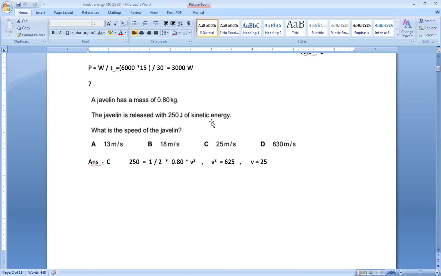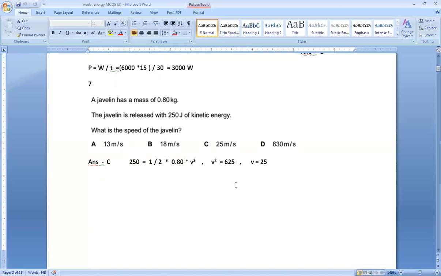Number 7, a javelin has a mass of 0.80 kgs. A javelin is released with 250 joules of kinetic energy. What is the speed? So I'm using KE is equal to half mv square. So kinetic energy is 250 is equal to half into mass into v square. So that will give you v is equal to 25.